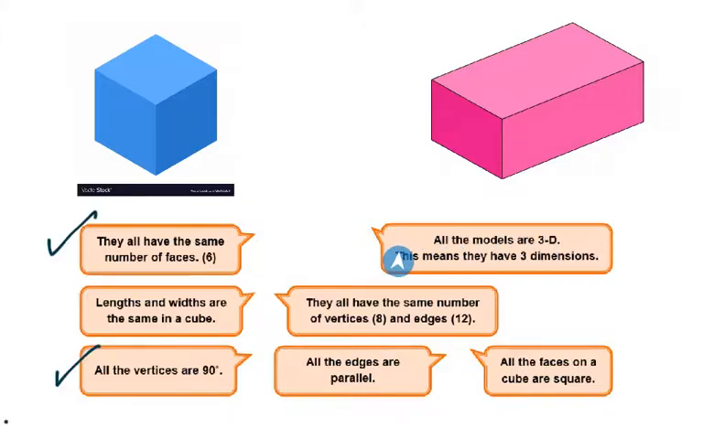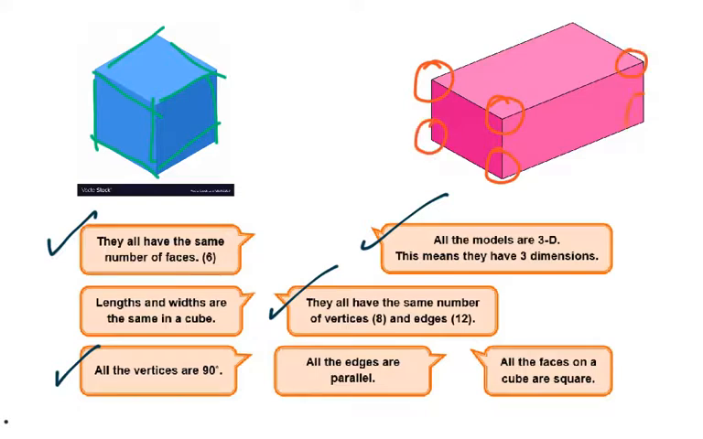I'm going to come over here. All the models are 3D. That means they have 3 dimensions. So they go up, across, and also have depth. So they are both 3D. They have the same number of vertices, 8, and edges, 12. So that's something that's the same. There's an awful lot that's the same. So they've both got 12 edges, if you count all the hidden ones. And they've both got 8 vertices, again, if you count the hidden one that's behind the back. So that's the same on them both.